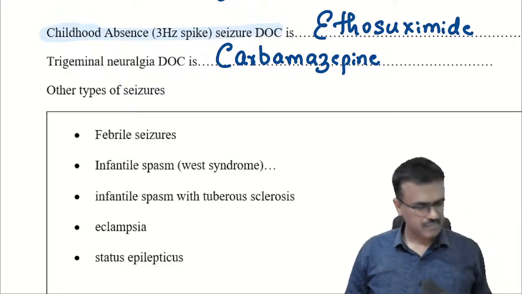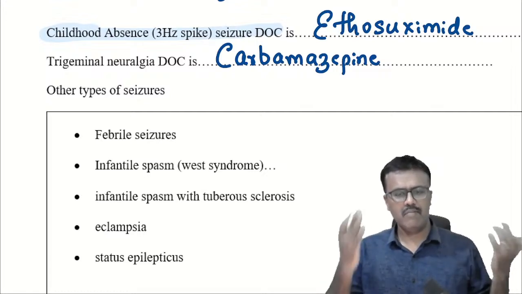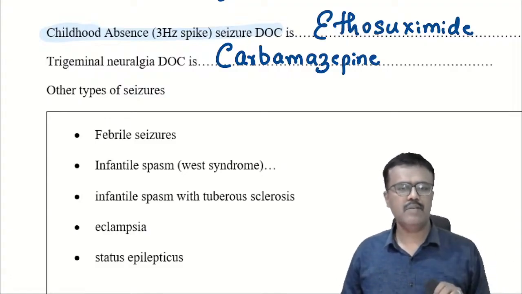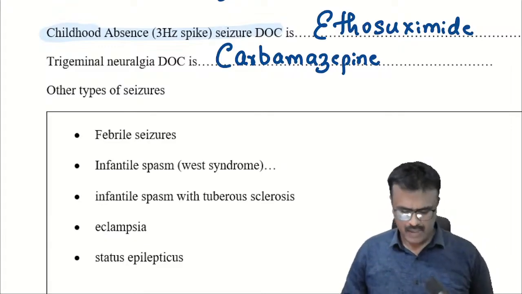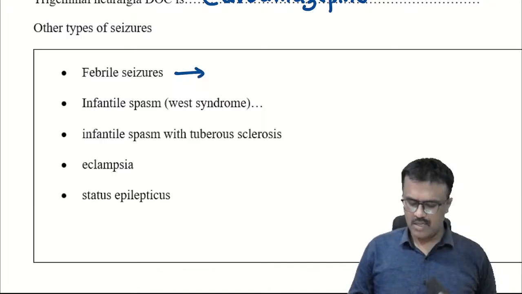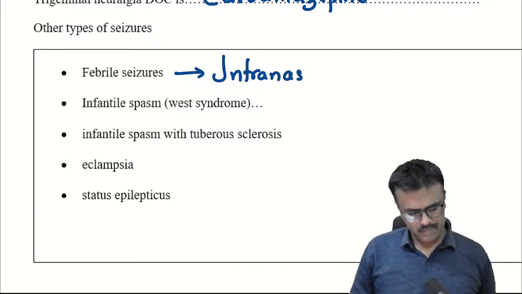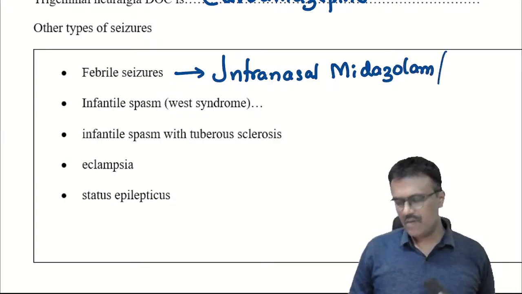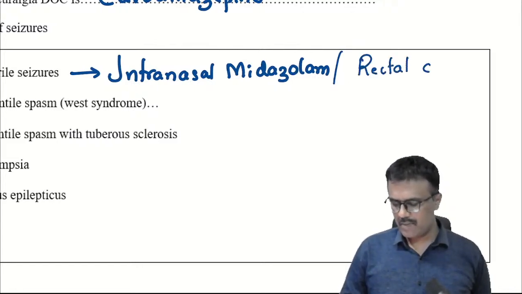Carbamazepine. See, less than 2 years, more than 2 years. Which book they have given? Somebody wrote that 5 years ago, and they are following the same thing. So any childhood absence seizure, ethosuximide is fine. Febrile seizures, nowadays we can give intranasal midazolam, which is easy to administer. If that is not there, rectal you can give diazepam.